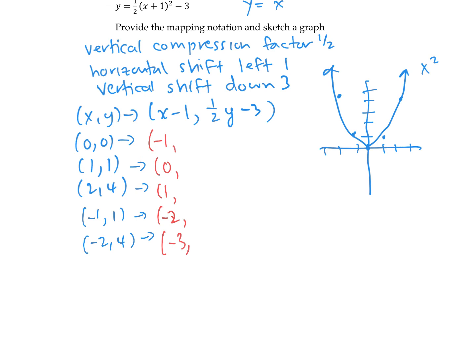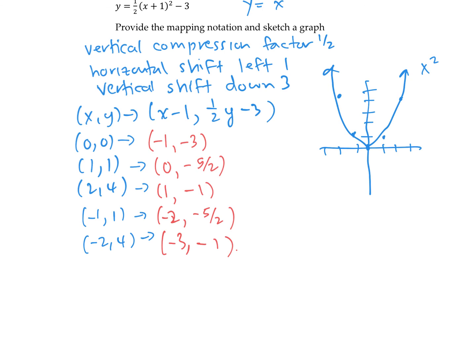My y values, I'm going to multiply by a half and subtract 3. So 1 half times 0 is 0, minus 3. A half times 1 is a half, minus 3 is negative 2.5, or negative 5 over 2. A half of 4 is 2, minus 3 is negative 1. A half of 1 is a half, minus 3, negative 5 over 2. And then a half of 4 is 2, minus 3 is negative 1.